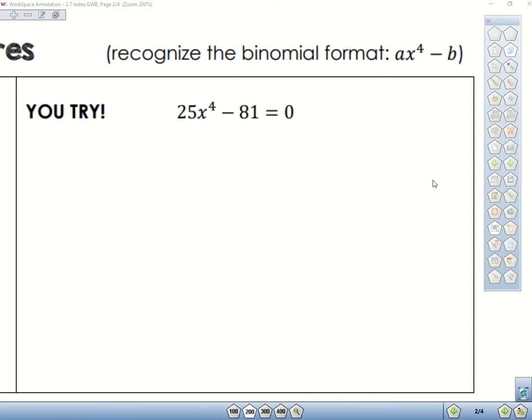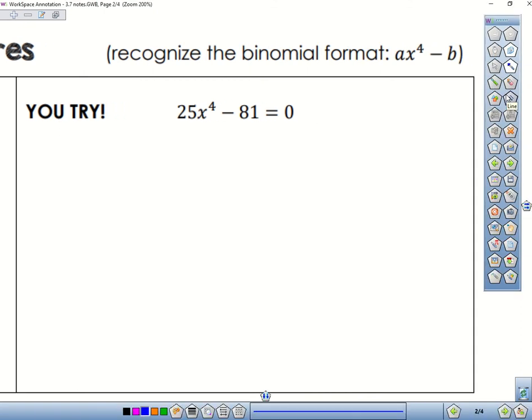Well, you're going to recognize the format, okay? The format for these problems is either going to be where you have a coefficient in front of your x to the 4th, and then minus or plus a constant. The main thing you're looking for is that you don't have an x squared or an x. You don't have any other x's except for x to the 4th. All you have is x to the 4th and a constant, no other terms.